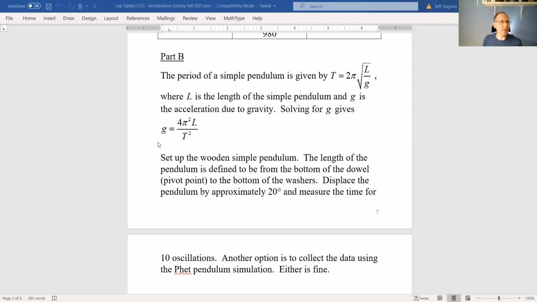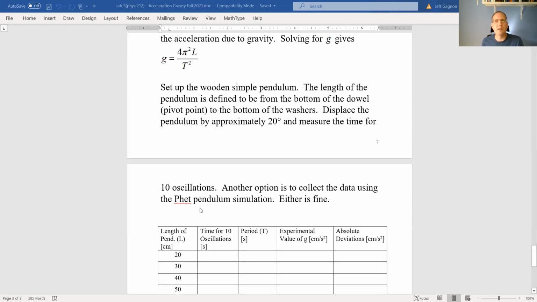So you can either do this using the wooden pendulums. If you went to lab, we actually did this using the wooden pendulums that have the washers right at the end of the string, and it swings back and forth, that simple pendulum. Or if you want, you could actually do this using the simulation. So you could do the PhET simulation. That will also work. So either is fine.